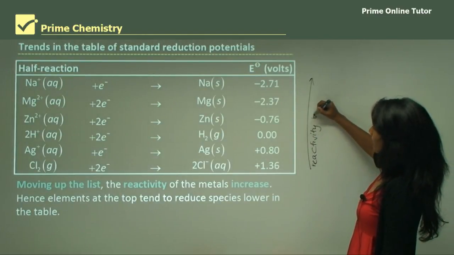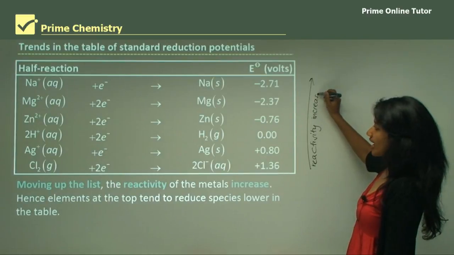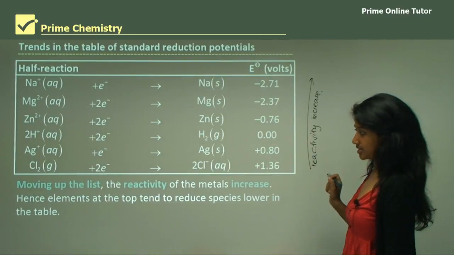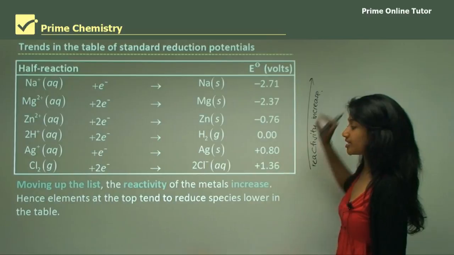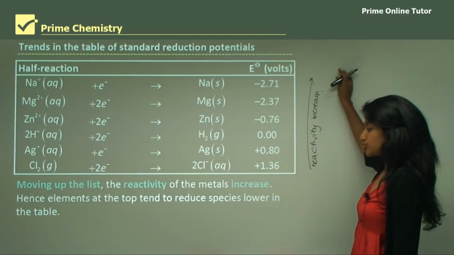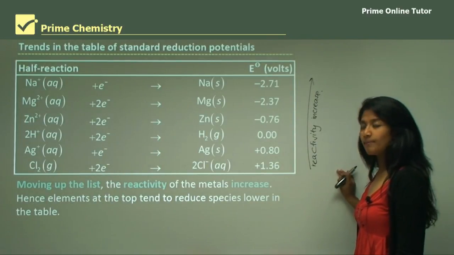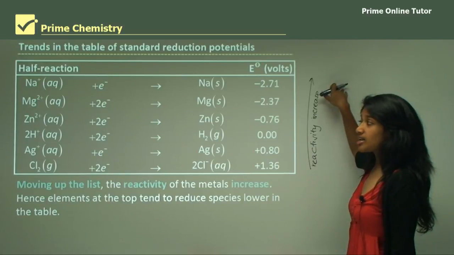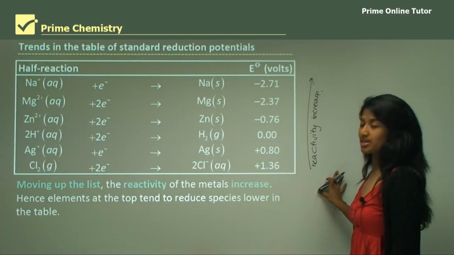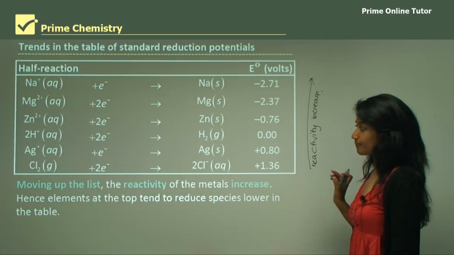So sodium is more reactive than magnesium, for instance. Hence, the elements at the top tend to reduce species lower in the table. That means these species undergo oxidation while these species undergo reduction.